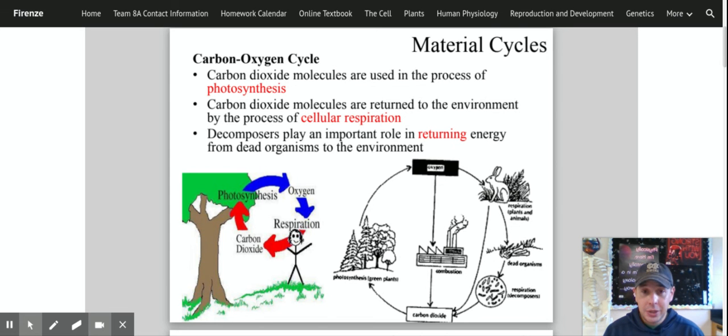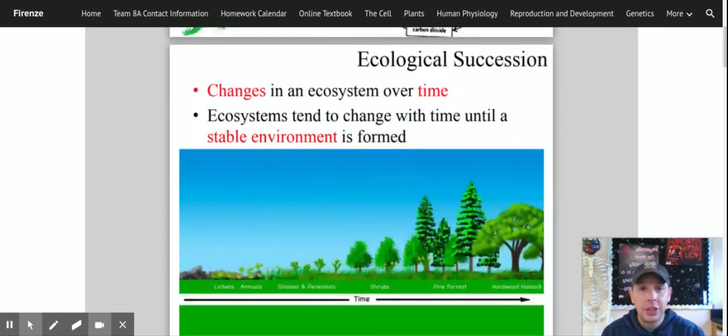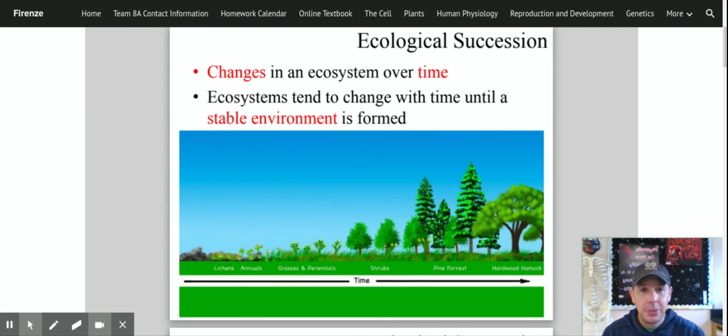It's considered a mutualistic symbiotic relationship. Remember that from an earlier video. Now, eventually an environment has to grow up. All of this energy is being used and cycled through the environment. This is what's known as ecological succession. Ecological succession is how an ecosystem changes over time. It grows up, just like you.